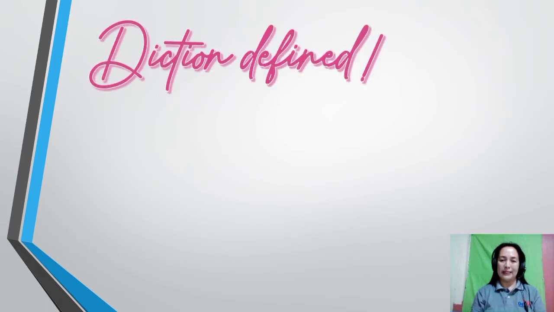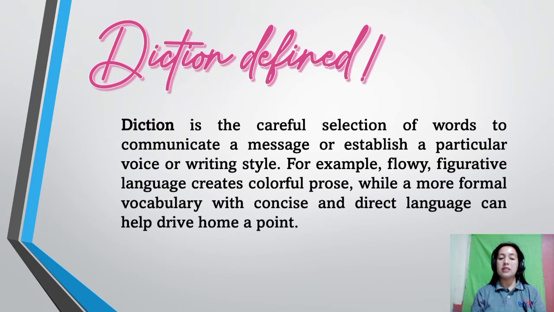Diction defined. Diction is the careful selection of words to communicate a message or establish a particular voice or writing style. For example, flowy, figurative language creates colorful prose, while a more formal vocabulary with concise and direct language can help drive home a point. Okay, so diction in shorter terms is word choice.